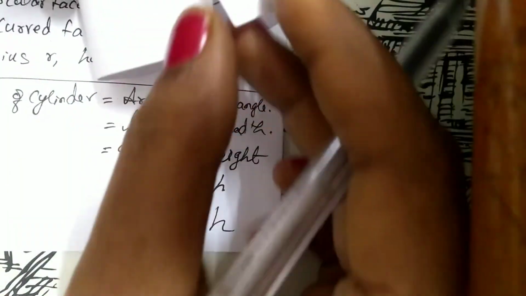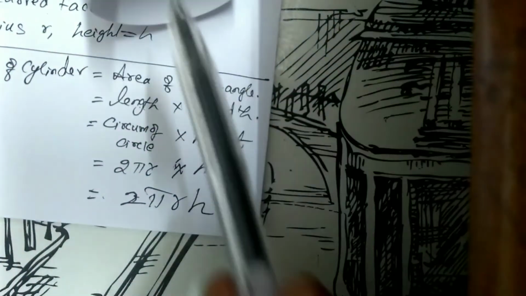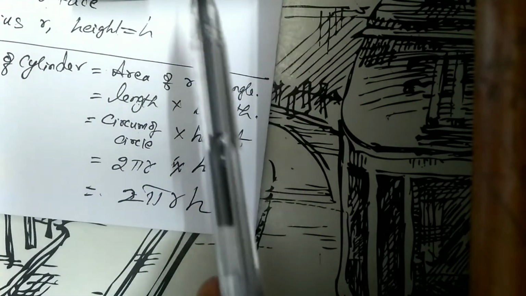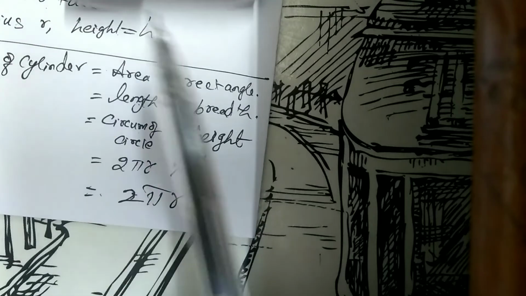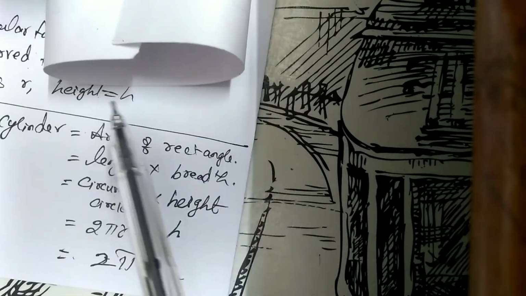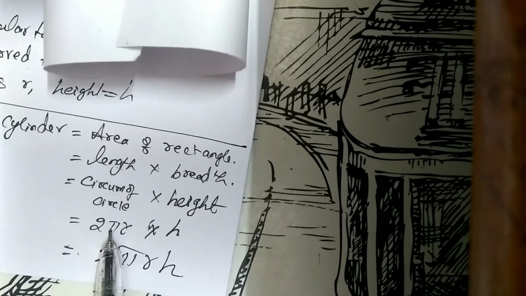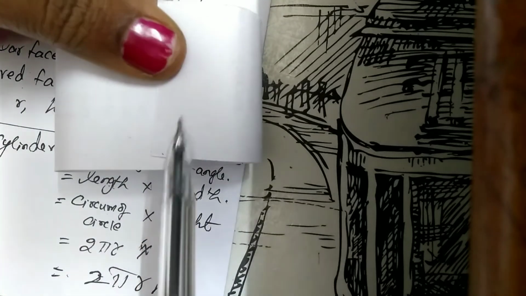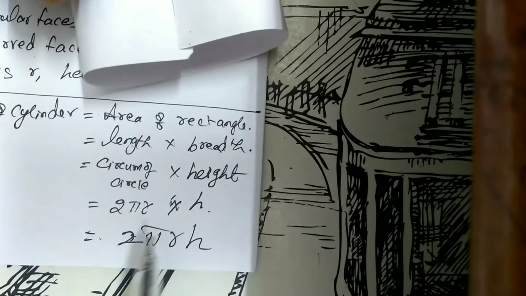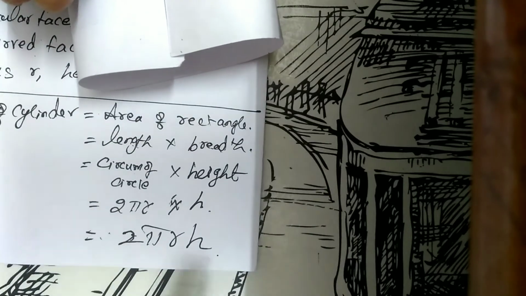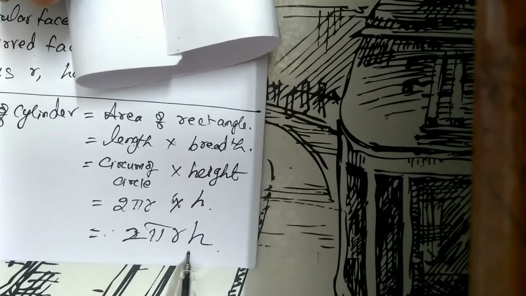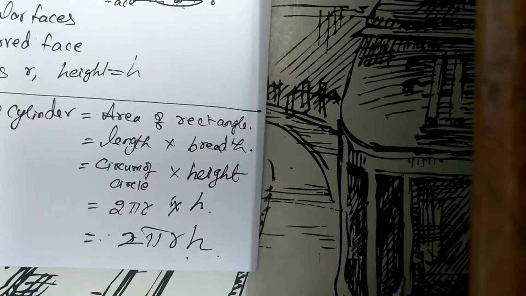Now, when we do that, the length is nothing but the circumference of a circle. When I enclose it, length is nothing but the circumference of a circle. What is the circumference of a circle? The 2 pi r formula. Then the breadth becomes the height. So it is 2 pi r h. So the curved surface area of a cylinder is 2 pi r h.